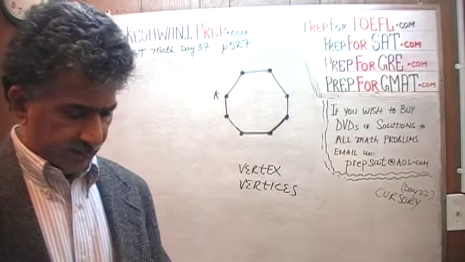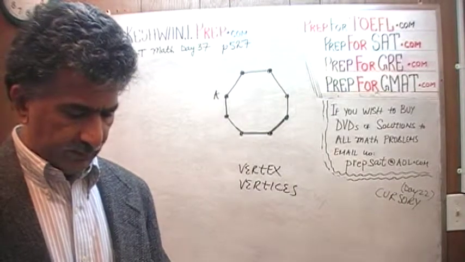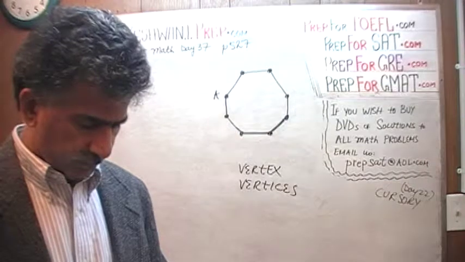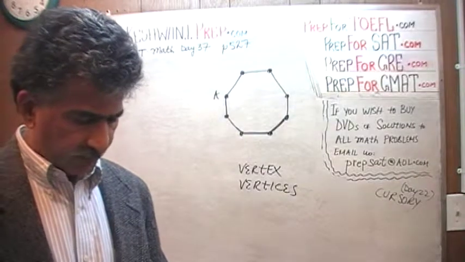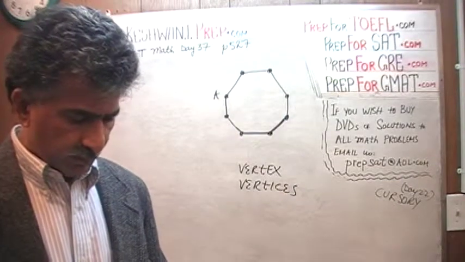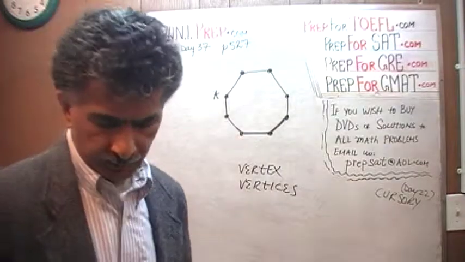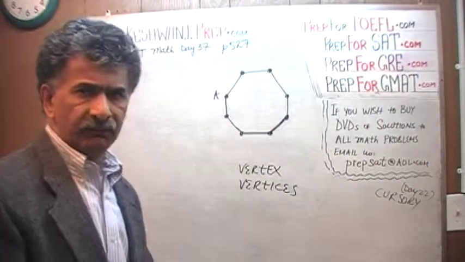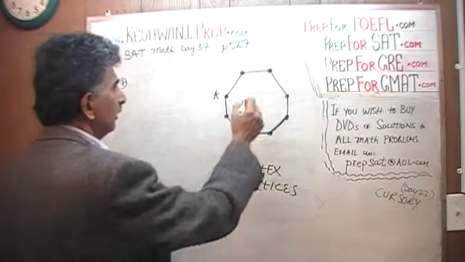The polygon has 8 equal sides and 8 angles of equal measure. When all the possible diagonals are drawn from point A, how many triangles are formed? This is too simple. We just draw the diagonals, that's all.